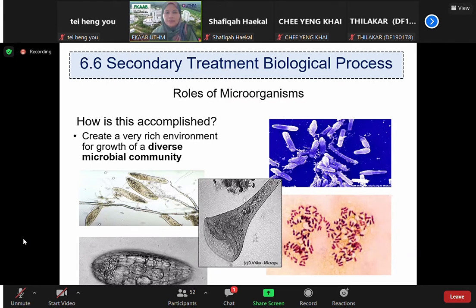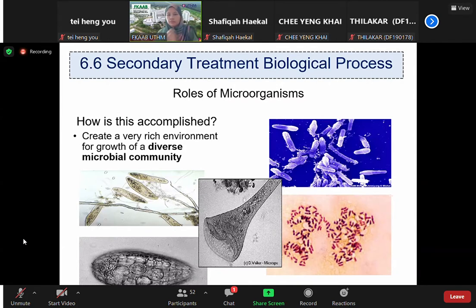Okay, in this process, secondary treatment, we have lots of microbial community. It's very tiny, right? But actually it has a very big role in the wastewater treatment plant. So we must give a conducive environment for them to grow very well, so that they can do the process of degradation of organic matter. Organic matter in this case is your pollution. You want to remove it by using the microbes or bacteria.